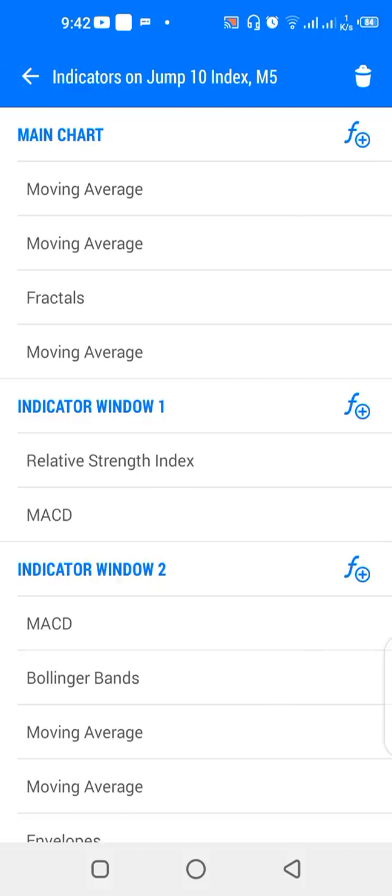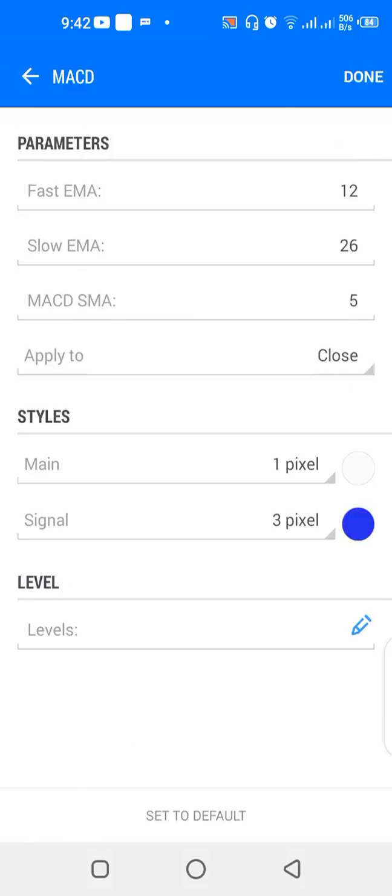Then still on indicator window 1, we have MACD. Now the fast EMA is 12. The MACD slow EMA is 26. And the MACD SMA is 5. Apply to close. Now the color of the main style will match the background color of the chart. Okay, and the color of the signal style is blue.